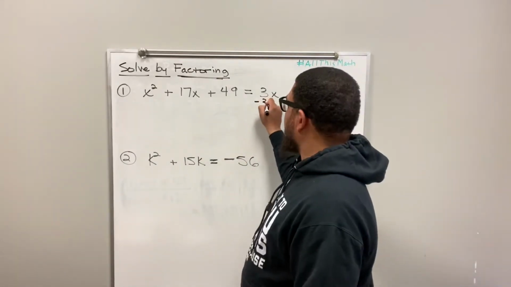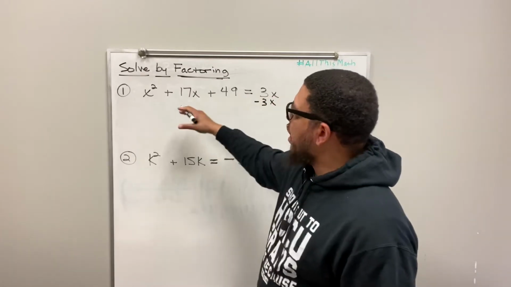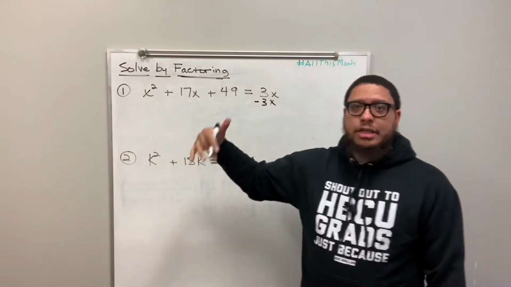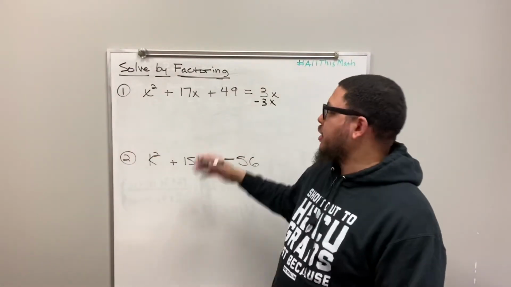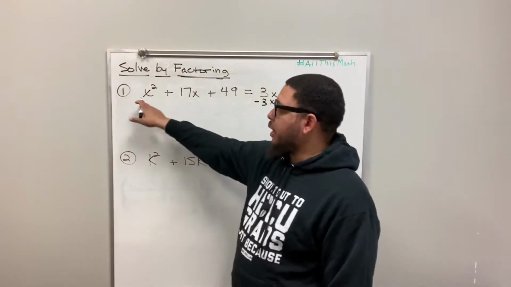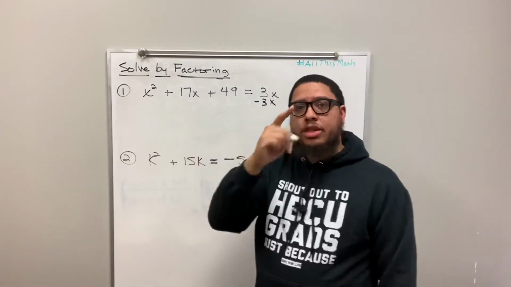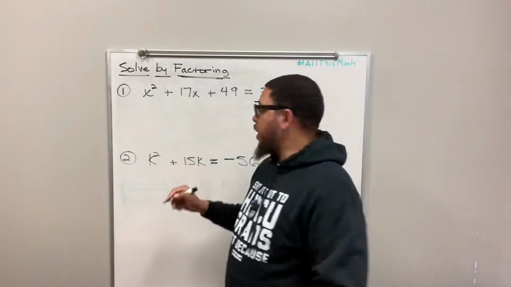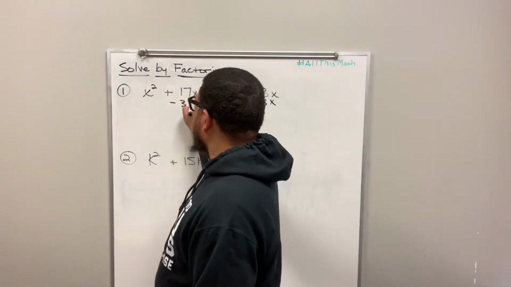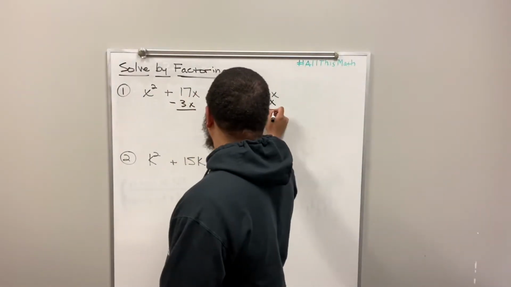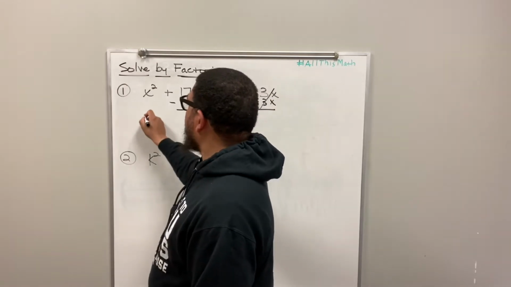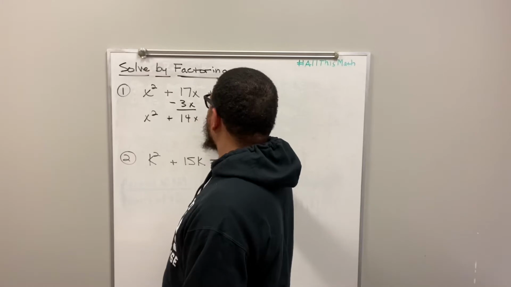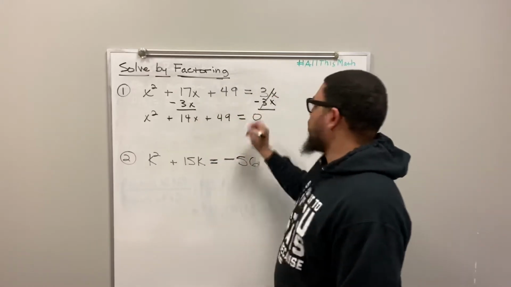So on your paper, you would write minus 3x, and then I subtract 3x from the like term on the other side. I can't take 3x away from 49. I can't take 3x away from x squared. I can only take 3x away from 17x. So be careful with that. I write it underneath the 17x. All right, that cancels out. Now I'm left with x squared plus 14x plus 49 equals 0.